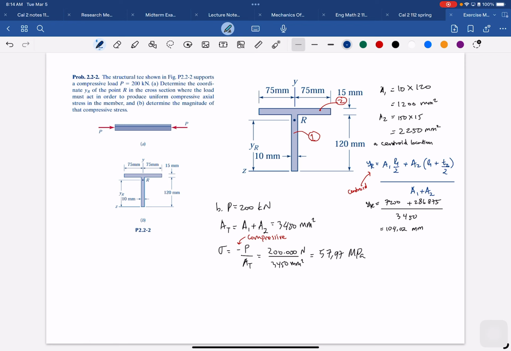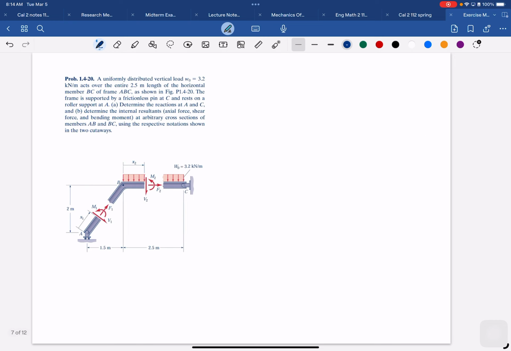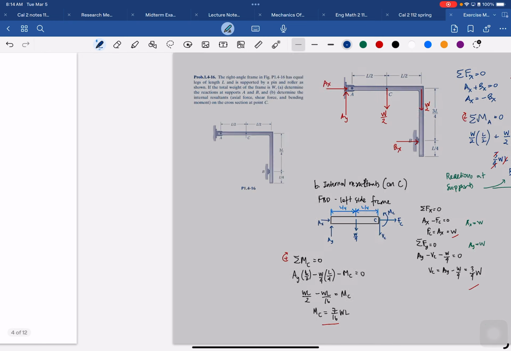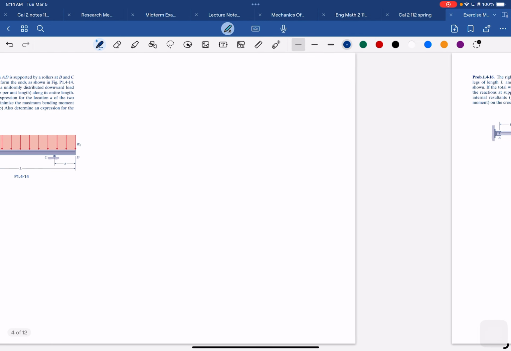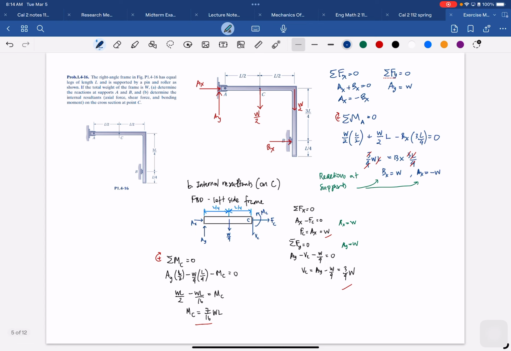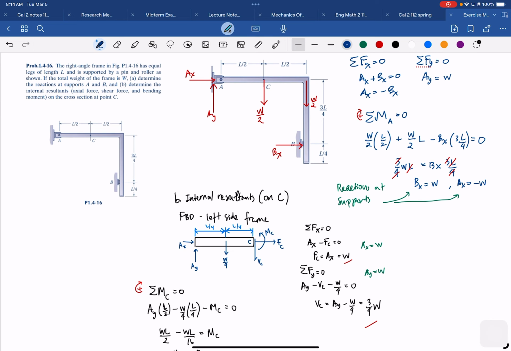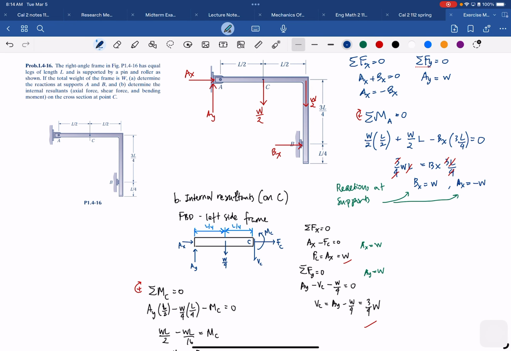I think I have worked through your exercise one here. I haven't given all the answers, but I just want to review a little bit of chapter one, which has a right angle frame in this problem, chapter 1.4, number 16.